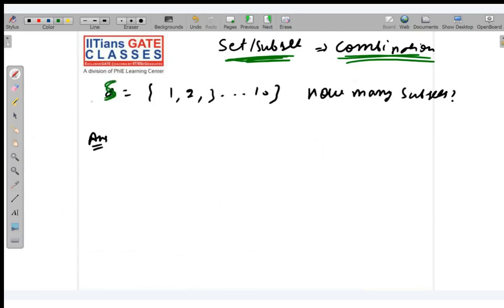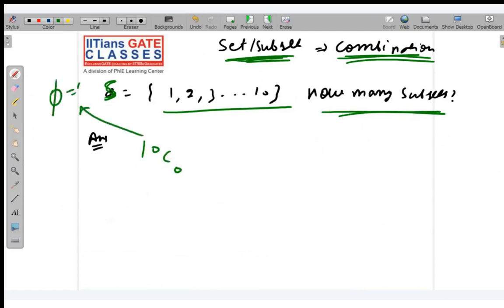We have a set, say S, with elements 1, 2, 3 up to 10, a total of 10 elements, and I am asking how many subsets are possible. How will we answer this question? This is a very simple scenario. From these 10, if I choose 0, if I choose no element, that is 10C0, and it corresponds to the empty set, the set having no element at all. That is possible, na? So one possibility will be from 10C0.